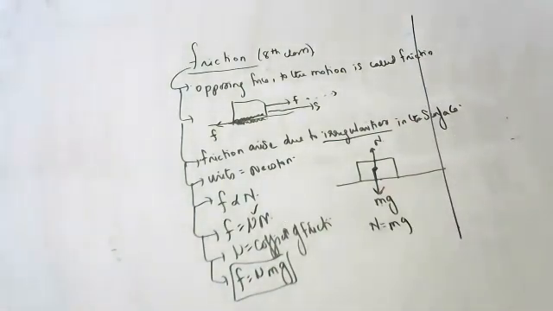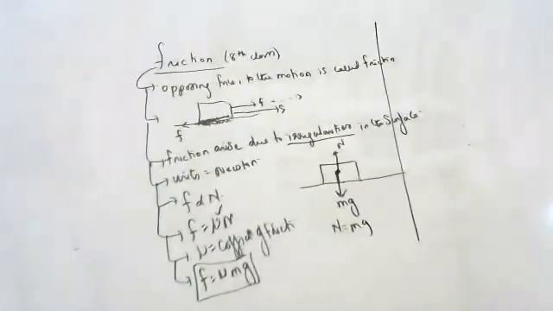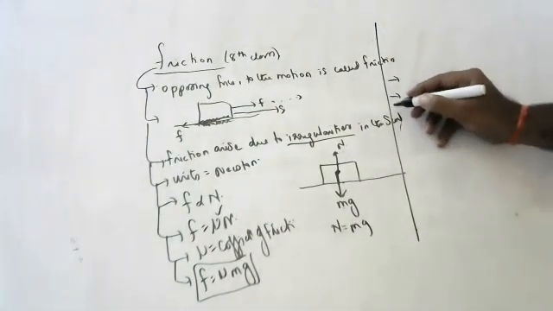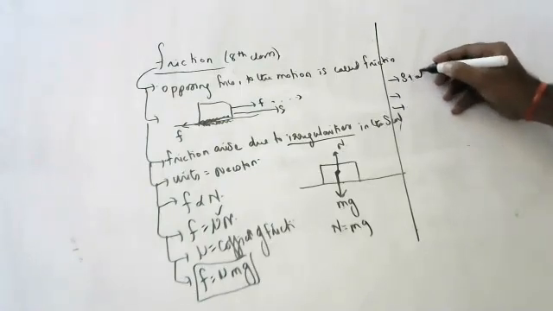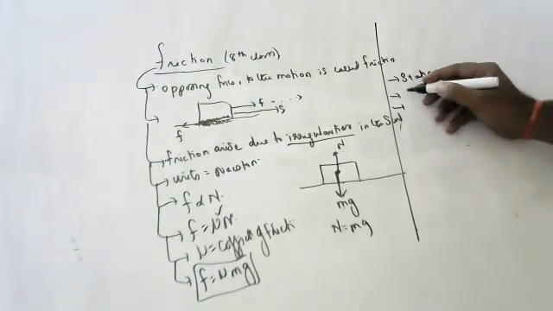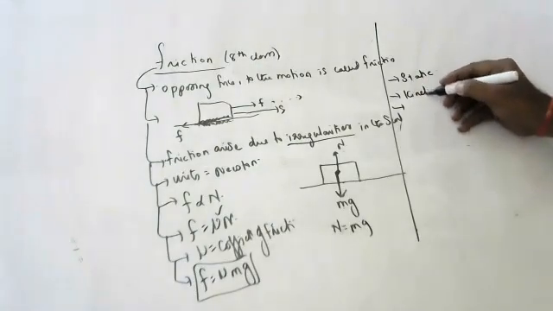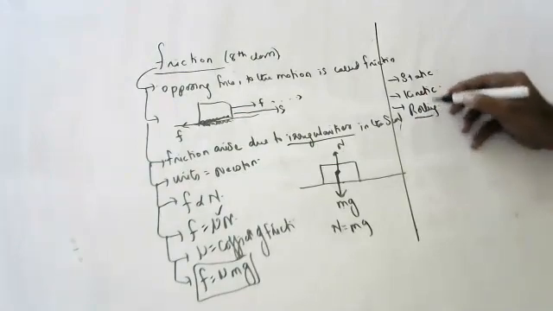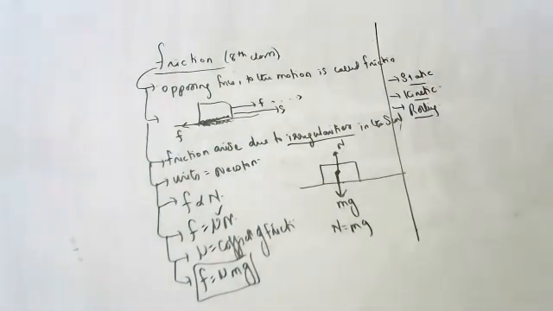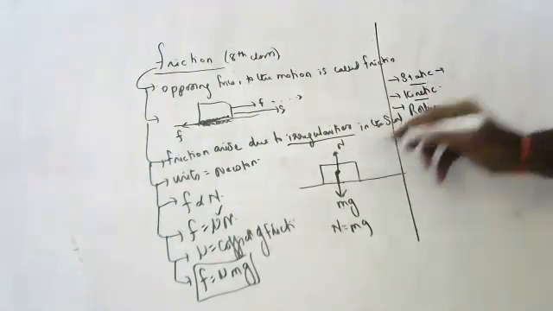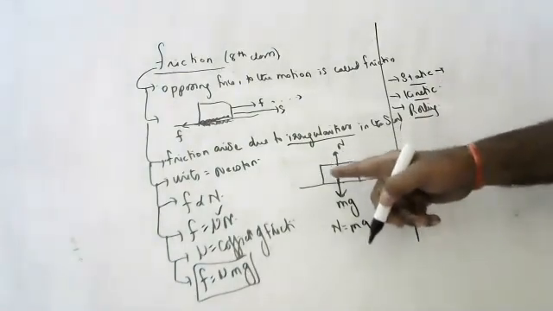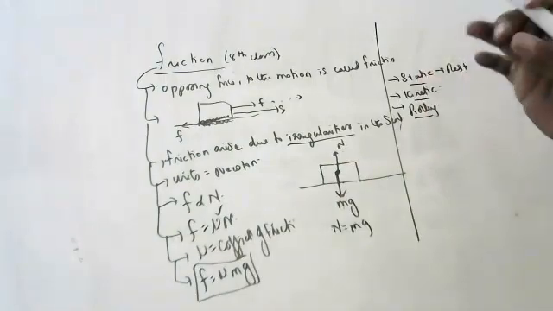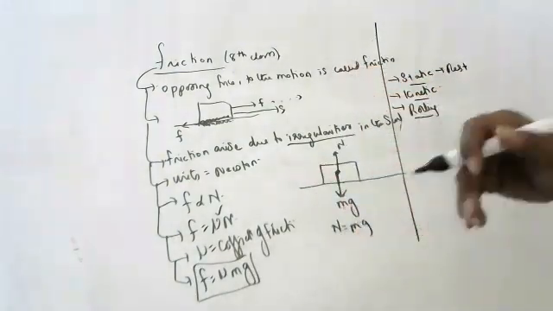Mu means coefficient of friction, children. Okay, now see here. There are three types of friction: static friction, kinetic friction, and rolling friction. Static friction is the friction present between two bodies when the body is at rest. When the body is at rest, also there will be some friction. That's why it won't move.